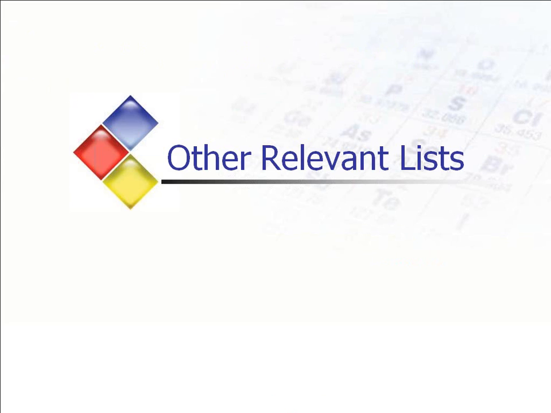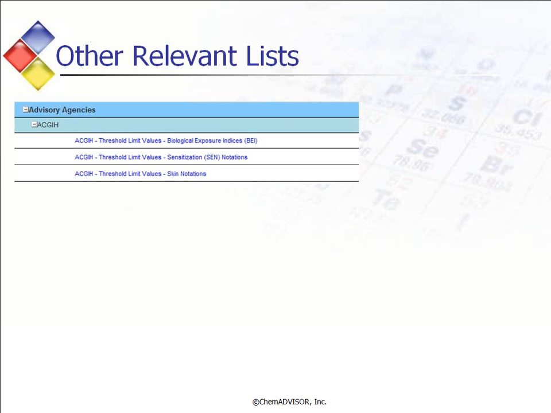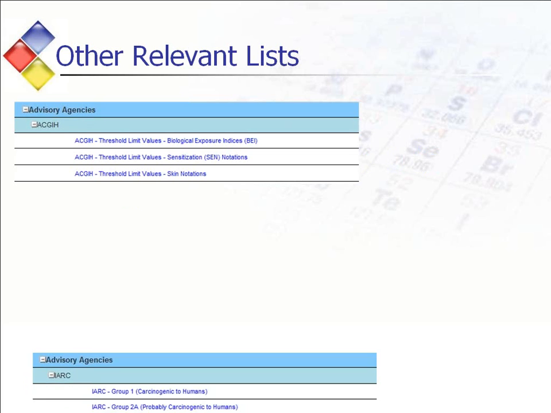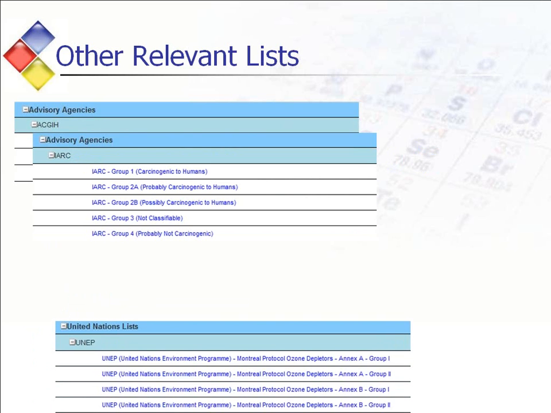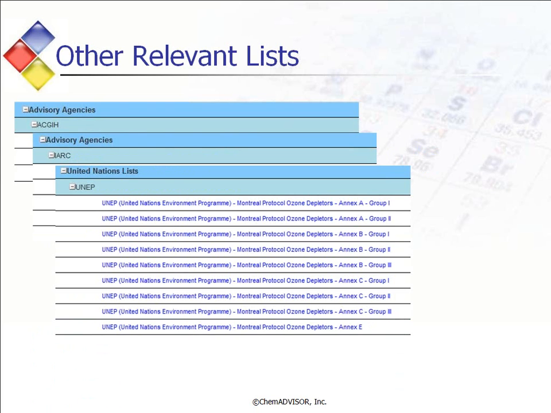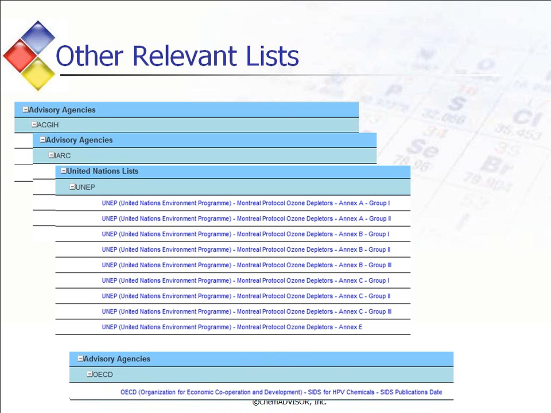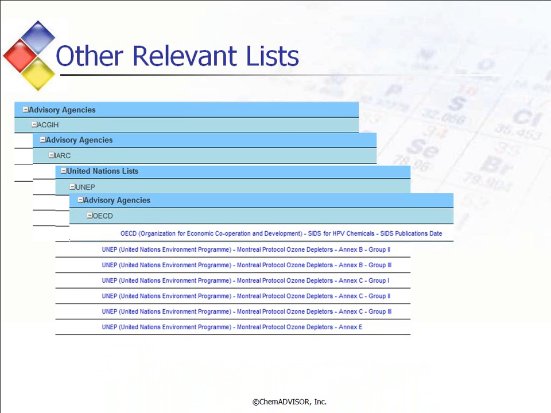Other relevant lists beyond the specific tox data or ecotox data endpoints can include things like the ACGIH list for biological exposure indices, sensitization and skin notation lists, IARC list for carcinogenicity classifications, the UN Environmental Program list that shows the Montreal Protocol, ozone depleters, and how those are grouped. And finally, the OECD SIDS chemicals.